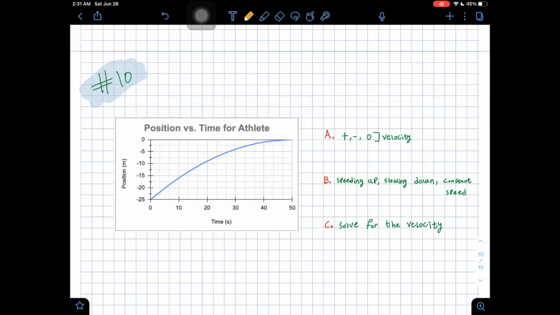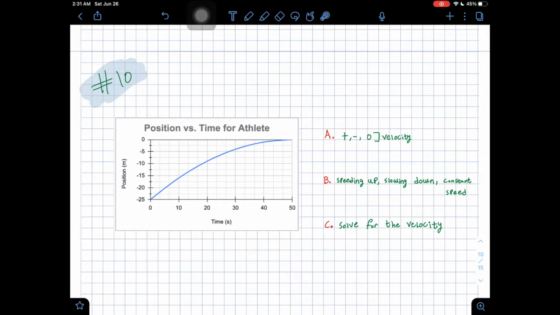In today's video, we'll be going through part 10 of our physics review. In part 10, we have the same questions from our last three videos, 7, 8, and 9. We're trying to find if the graph is representing a positive, negative, or zero velocity, if the graph is representing an object that is speeding up, slowing down, or at a constant speed, as well as we need to solve for the velocity. Here we're given a position versus time graph of an athlete.